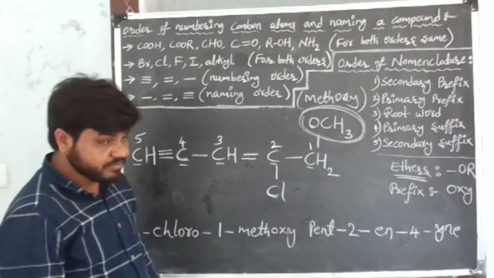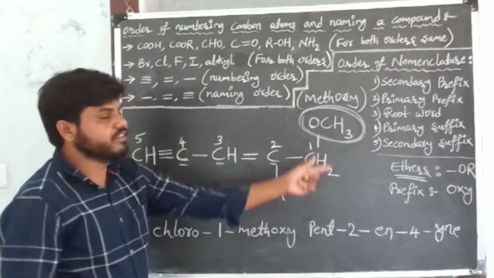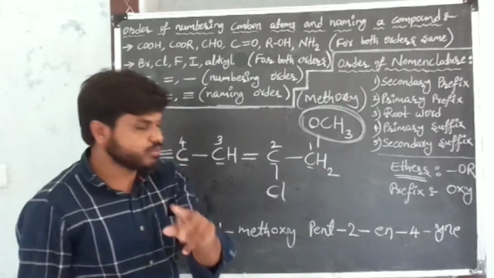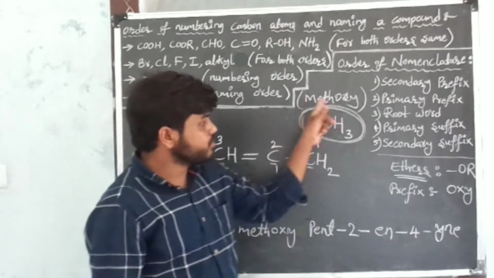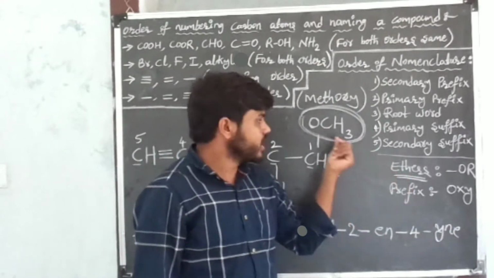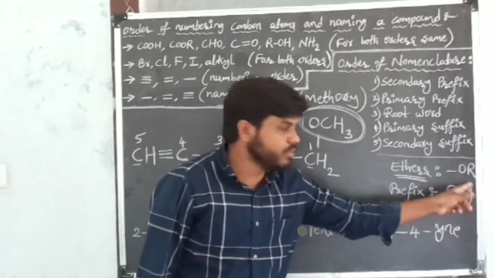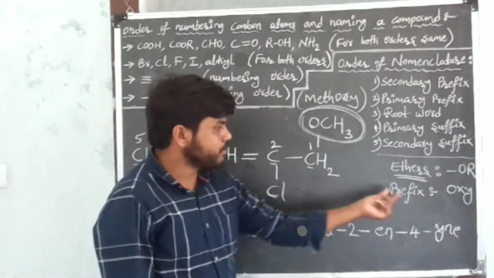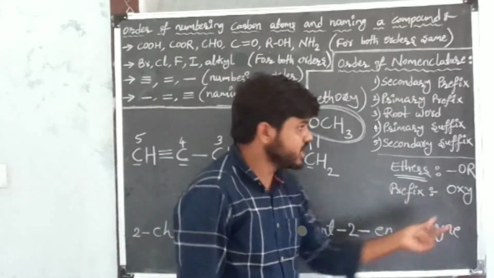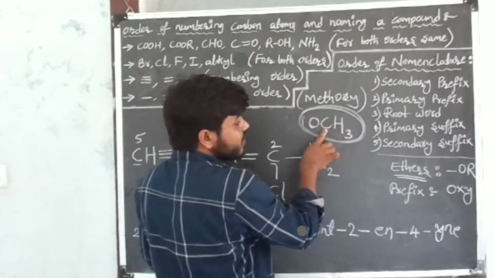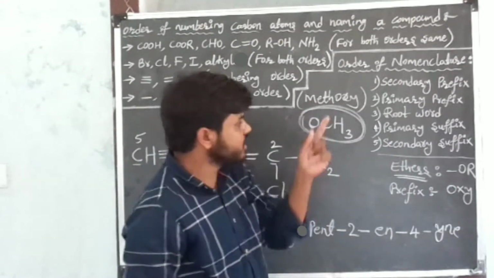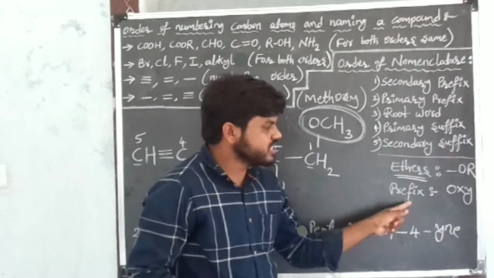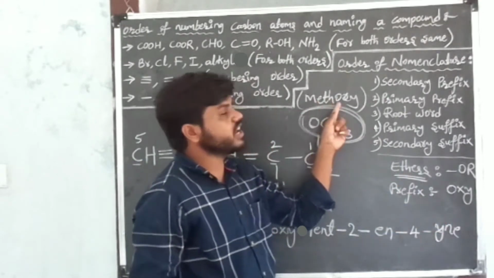I am repeating. This is our given carbon compound. In these two substituents, one is chlorine, another one is methoxy. This methoxy belongs to the ether group. You can check this methoxy with the general form of ethers. Now the prefix of ethers is oxy. In this one there is one carbon, that's why I wrote meth. The one-carbon root word is meth, and the ether prefix is oxy.